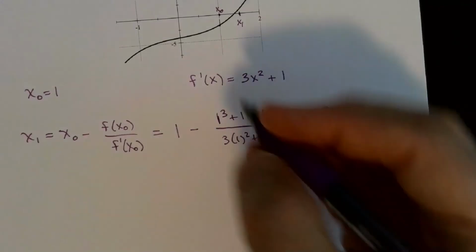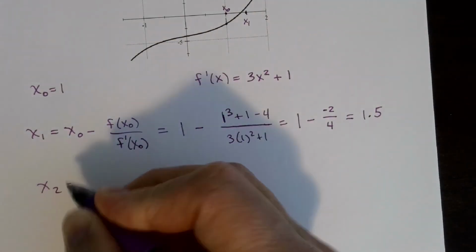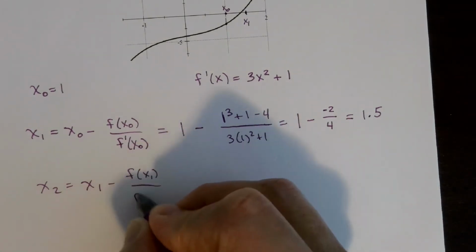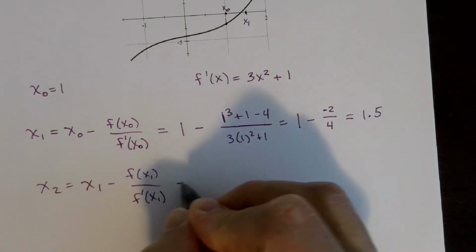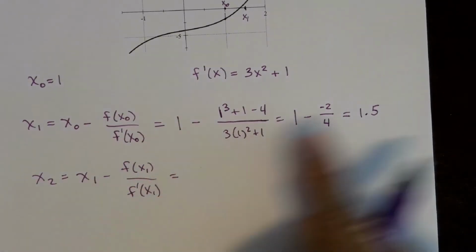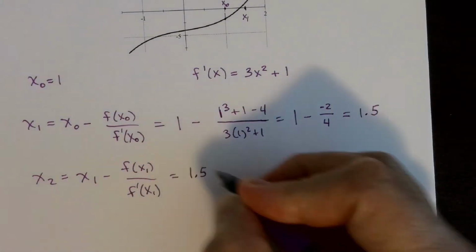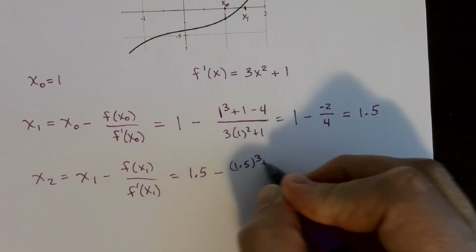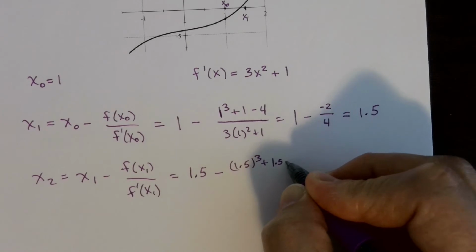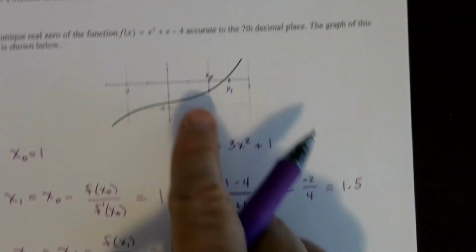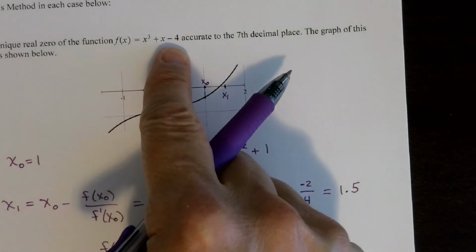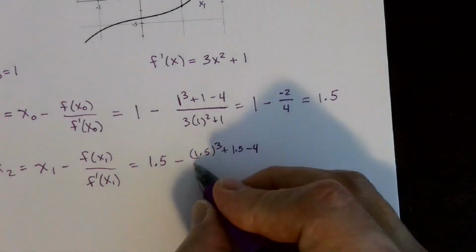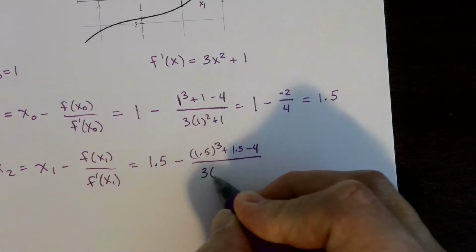Let's go to x sub 2. So let's see what x sub 2 would be. Well, that's going to be x sub 1 minus f of x sub 1 over f prime of x sub 1. So what's x sub 1? Well, we just found it's 1.5. And then it's 1.5 cubed plus 1.5 minus 4, plugging that into the original function, right? So replacing x with 1.5. And then plugging 1.5 into f prime gives me the denominator here.